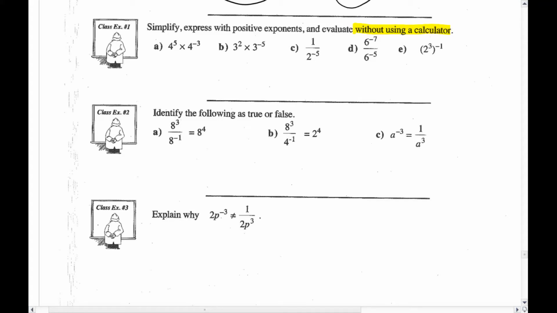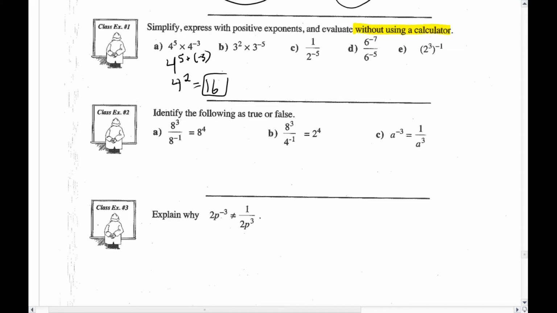4 to the power of 5 multiplied by 4 to the power of negative 3. So we are dealing with powers with the same base, so we can use the product law. So the base is going to stay 4. And when we multiply powers with the same base, we add the exponents. So it's 5 plus negative 3. And 5 plus negative 3 is 2. So we have 4 to the power of 2, and we can evaluate that. 4 to the power of 2 is 4 times 4, so we get 16 as our answer.